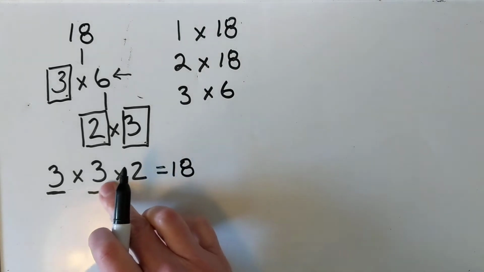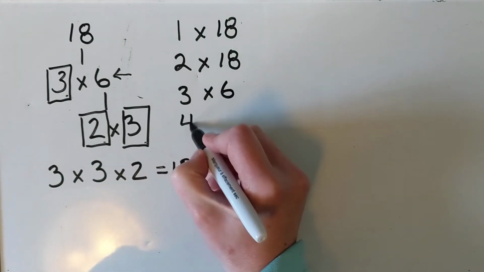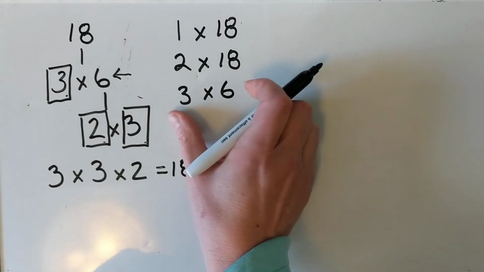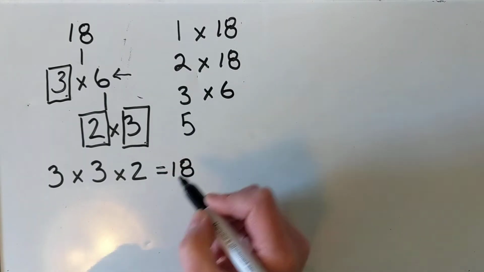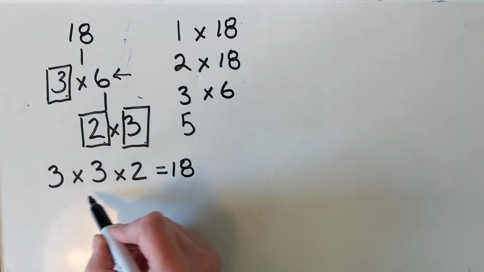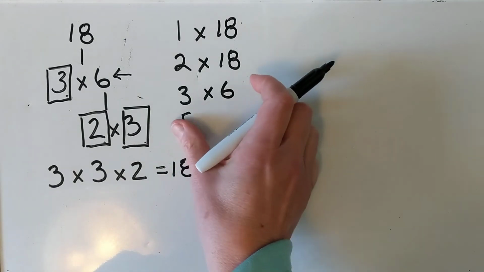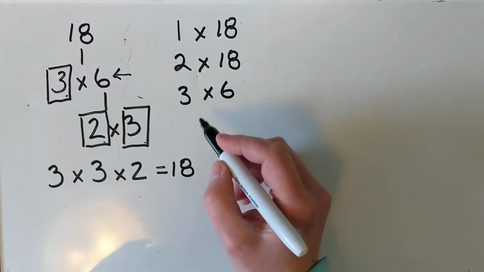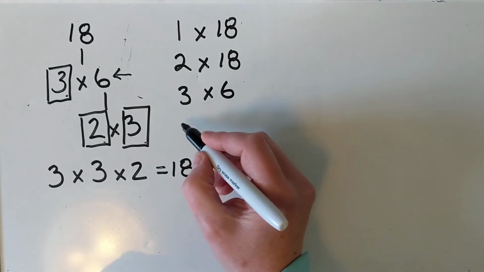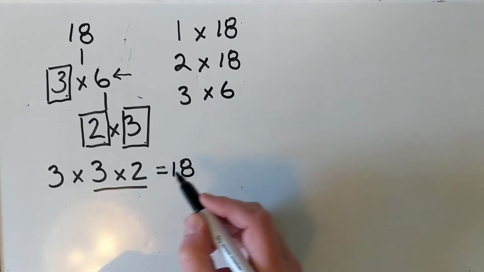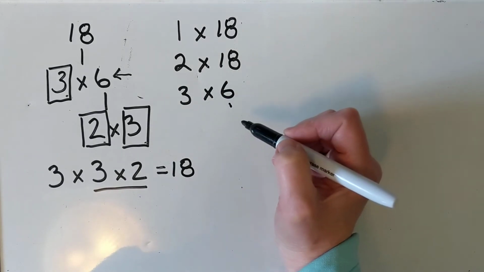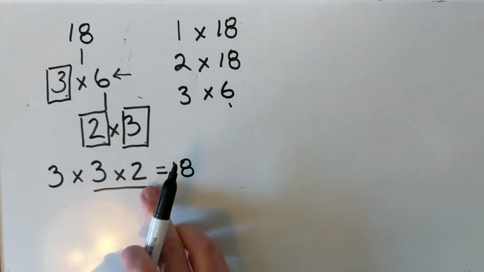Then I'm going to try 4. Can I make 4 with the numbers I have here? No, I can't. So I know 4 is not a factor of 18. Let's try 5. Nope, I cannot multiply 2 of these together to make 5. And 5 is a prime anyways, and it's not in my prime factorization, so it is also not a factor. Then the next one I can do is 6. But if we look here, I've already got 6. So I'm done. I have now come full circle and I found all the different factors.